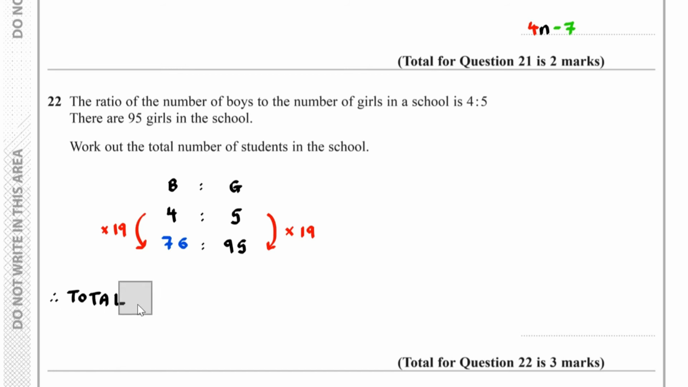So therefore, for the total, we would have 76 plus 95, which is equal to 171.